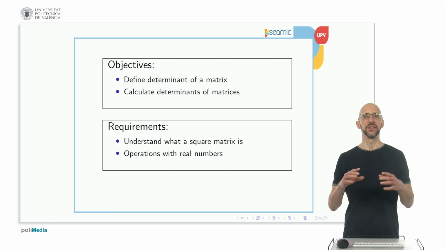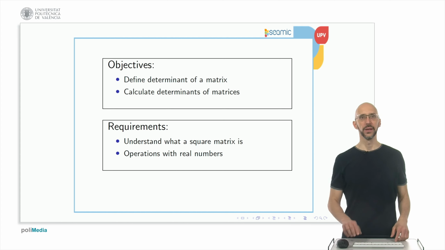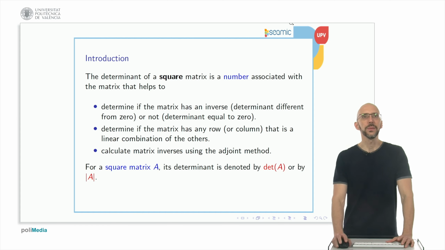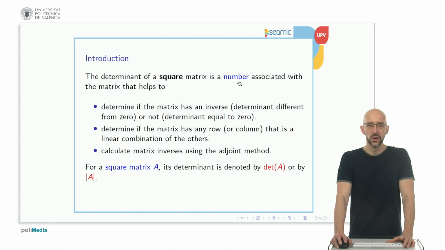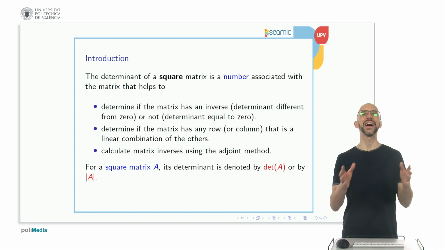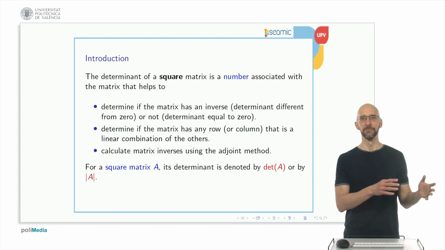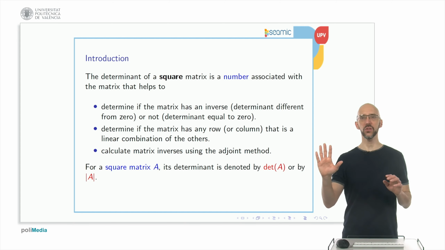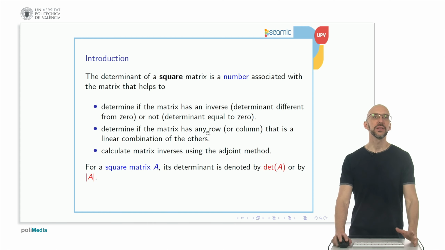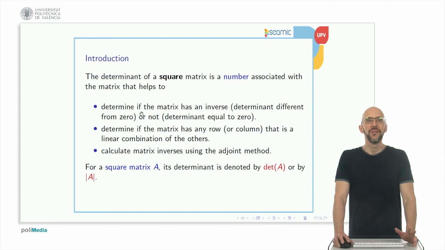By the way, a square matrix is a matrix in which we have the same number of rows and the number of columns. Okay? Let's start with these slides. So the determinant of a square matrix is a number. We are going to assign to any square matrix a number, a value, a scalar. We transform one matrix into a scalar.